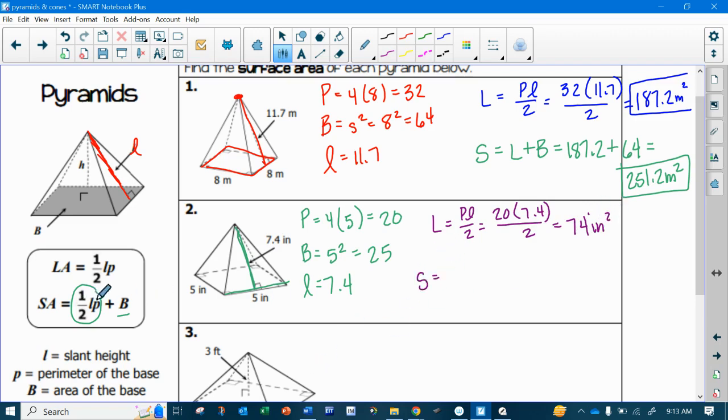Surface area, it's your lateral area plus your base. So the lateral area plus your base. So you really have to make sure that you know the difference between a prism and a pyramid so that you know which formula to use. And this is 99 inches squared.